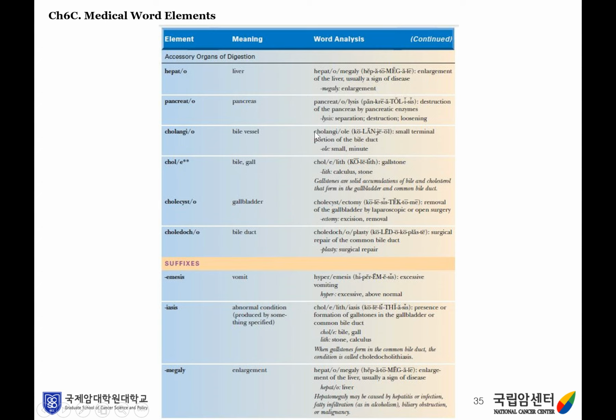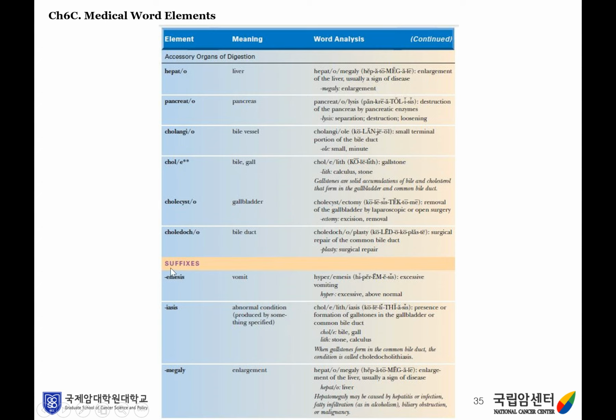So cholangiole means the small terminal portion of the bile duct. Chol or cholecyst: chol means bile, but cholecyst means gallbladder. So cholecystectomy means the removal of the gallbladder. Choledocho means the bile duct. So choledocoplasty means the surgical repair of the common bile duct.